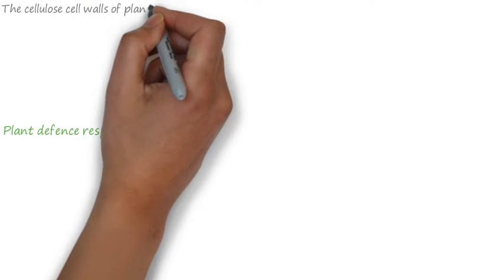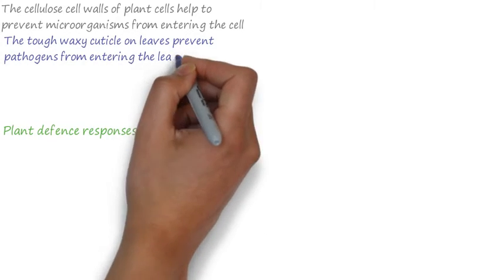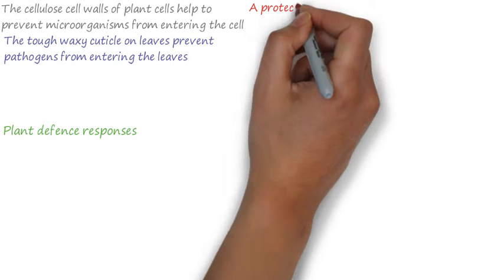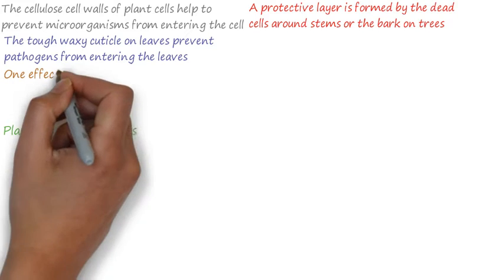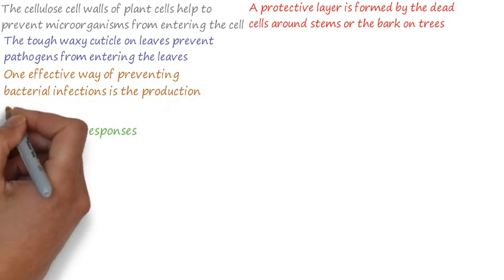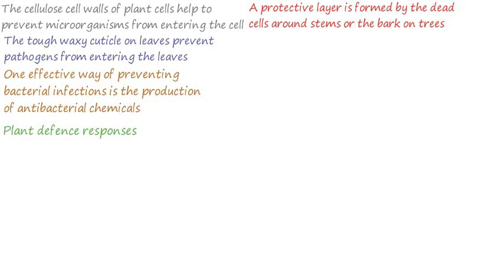Plants have certain defences against microorganisms and pests. There are certain physical barriers plants have to prevent pathogens from entering. The cellulose cell walls of plant cells help to prevent microorganisms from entering the cell. The tough waxy cuticle on leaves prevent pathogens from entering the leaves. Finally, a protective layer is formed by the dead cells around stems or the bark on trees.